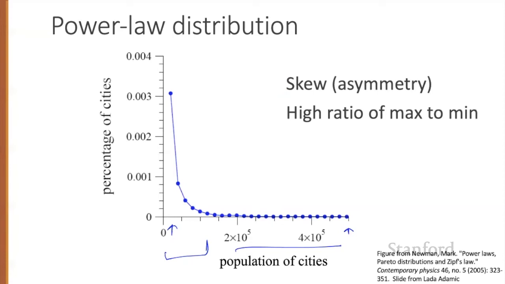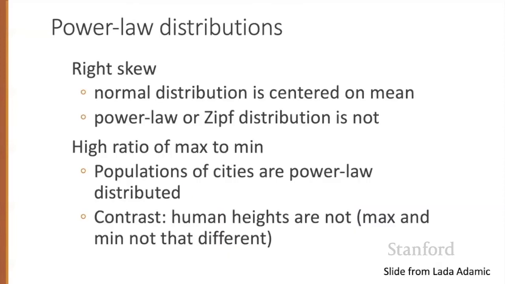This right skewed form is qualitatively very different from the histogram of people's heights. So power law distributions are right skewed. Where a normal distribution is centered on a mean, a power law distribution is not. And power law distributions have a very high ratio of max to min. The largest city has many, many times more people than the smallest city, whereas the tallest human is not that much taller than the smallest human.